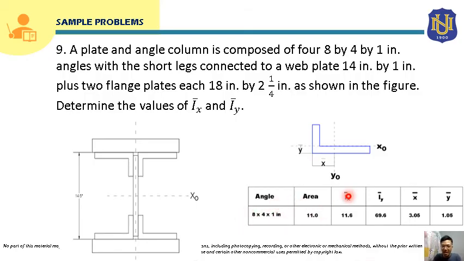And then our Ix bar. This is the orientation of the angle for these values. So the centroid is located here. The X centroidal axis is here and the Y centroidal axis is here. Now, Ix bar is the moment of inertia with respect to this X centroidal axis, and it is 11.6. For Iy bar, measured from this Y centroidal axis, it is 69.6. Our X bar is 3.05, and our Y bar is 1.05. So we are going to use this data to solve this problem. Again, we are going to solve for Ix bar and Iy bar of this entire composite figure.